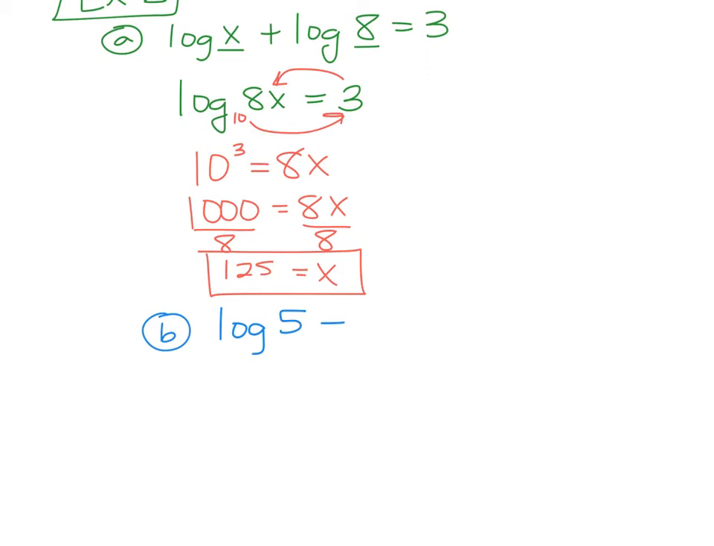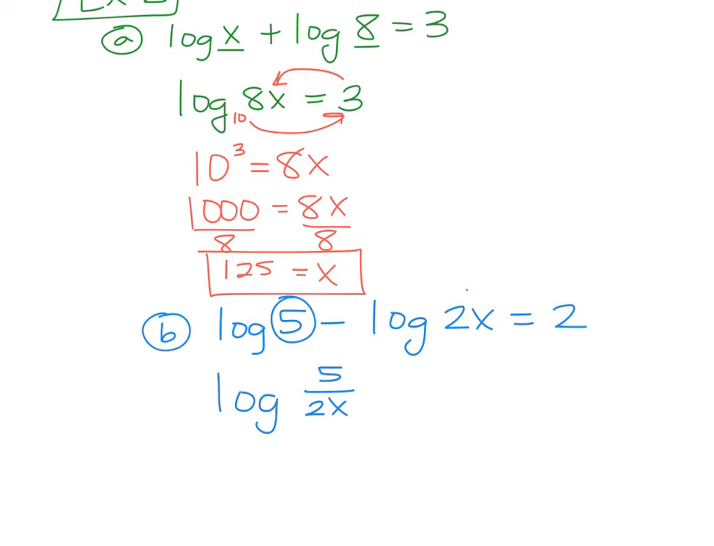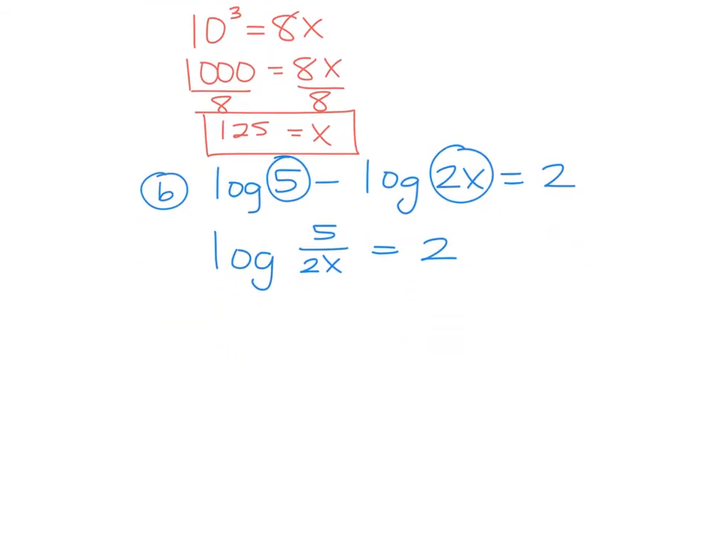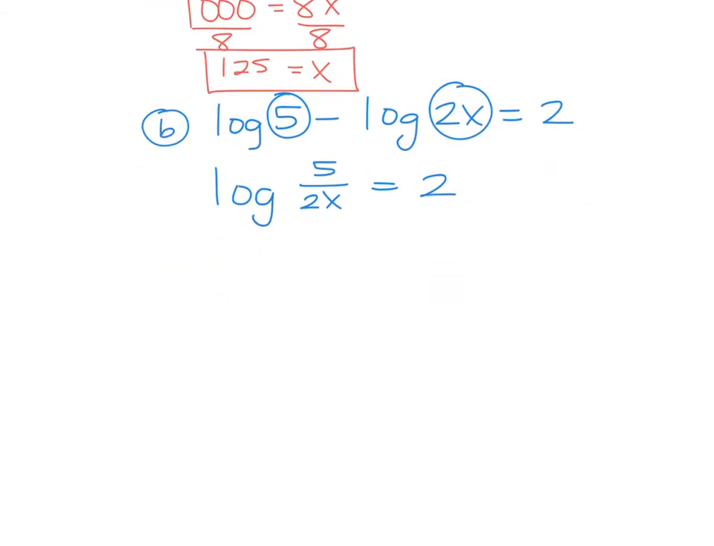Log 5 minus log 2x equals 2. Okay, so we're doing subtraction. What does subtraction get us? Division. So we are doing 1 log of 5 divided by 2x, right? We just take these two numbers and we divide them. That's going to equal 2. What's the base of our log right now? 10. So you're going to set this up in exponential form. 10 to the 2nd power equals 5 over 2x.